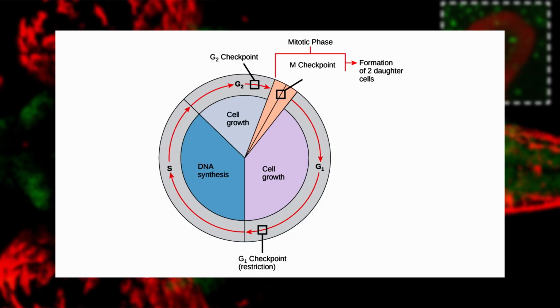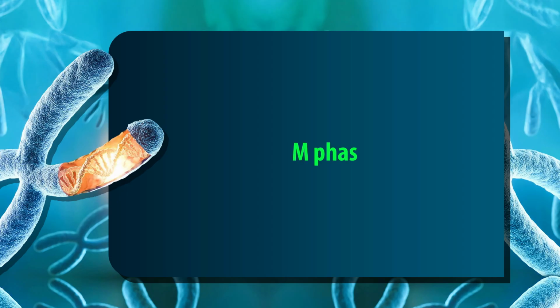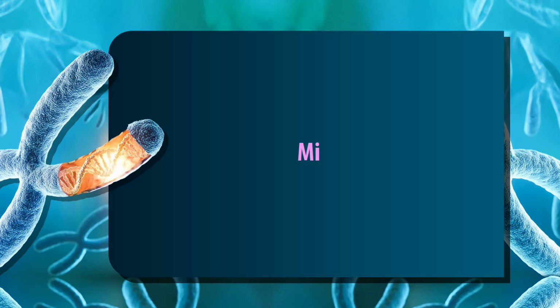In G1, cells grow and synthesize proteins. During S phase, DNA replication produces identical sister chromatids, and in G2, cells check for replication errors and prepare for mitosis. This organization ensures the genome is ready for division. M phase includes mitosis and meiosis, where chromosomes condense and segregate through intricate mechanisms.